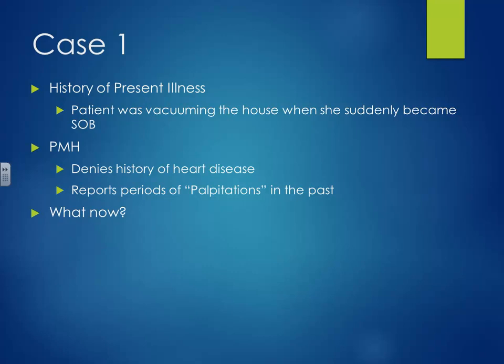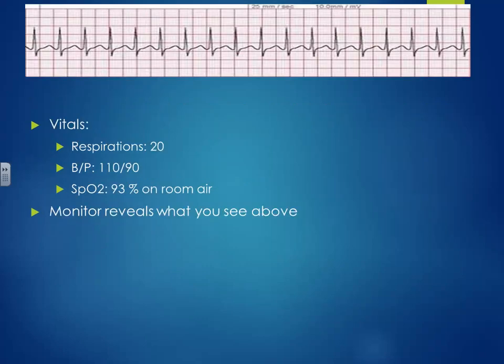All right. Oxygen. Okay, so we're going to jump in. We're going to assess, get ABCs and vital signs. Vitals: respiration 20, blood pressure 110/90. She's 93% on room air. Monitor reveals what you see above.